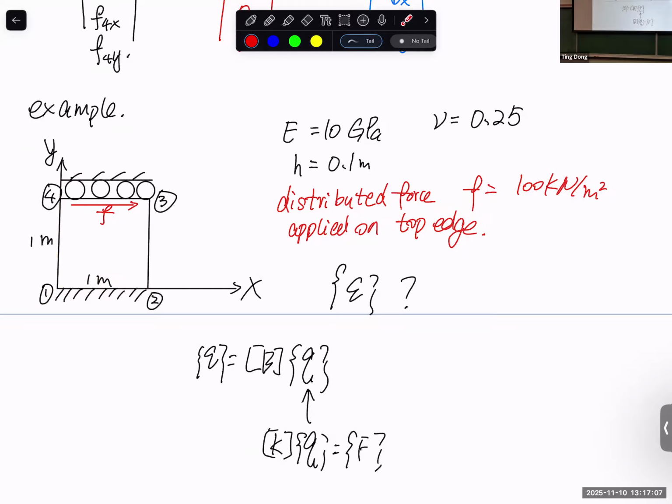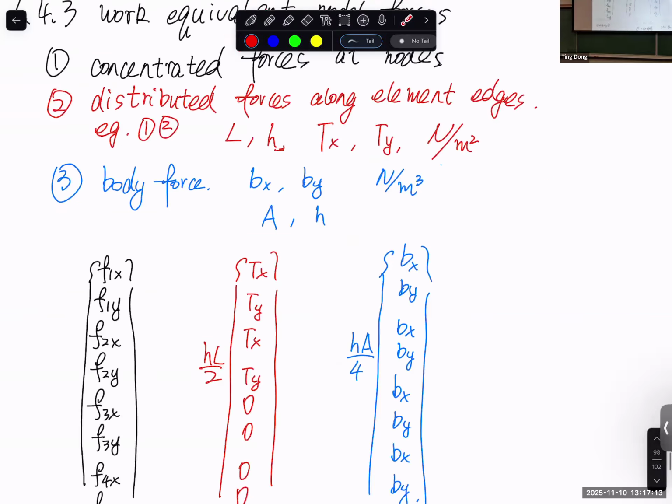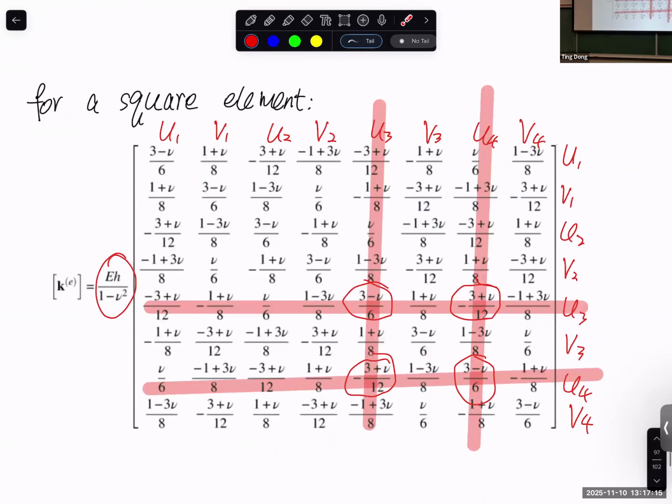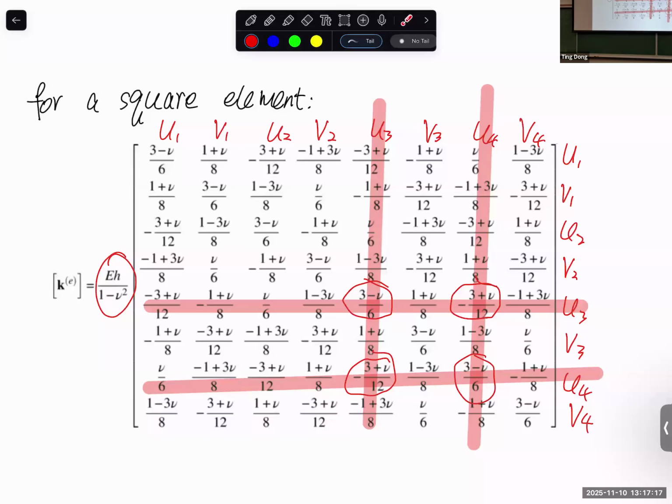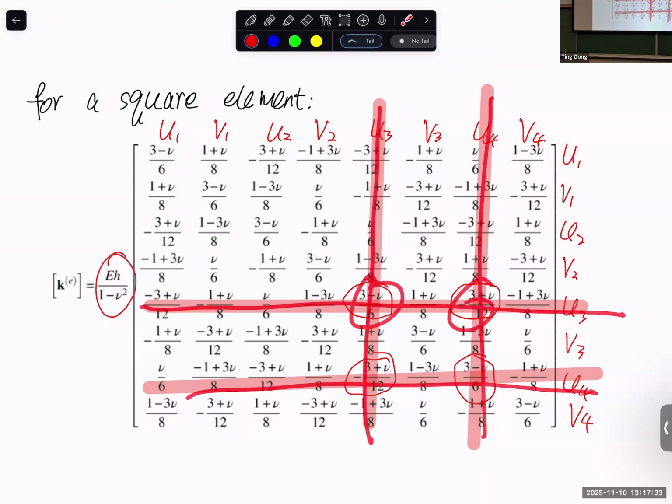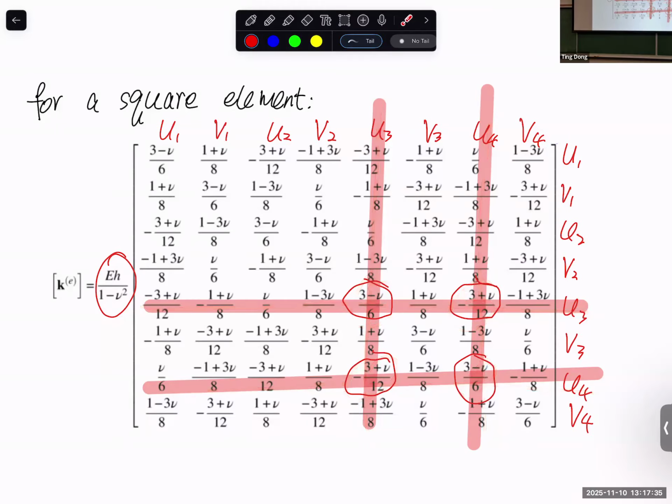So now we know that based on this boundary condition, the only free degrees of freedom are U3 and U4, right? So what you need to know is that in this 8 by 8 components matrix, you don't need all the components. Do not try to write every component in your exam. You only need 4 components, corresponding to whatever is related to U3, U4. So you only need these 4. Any question here?